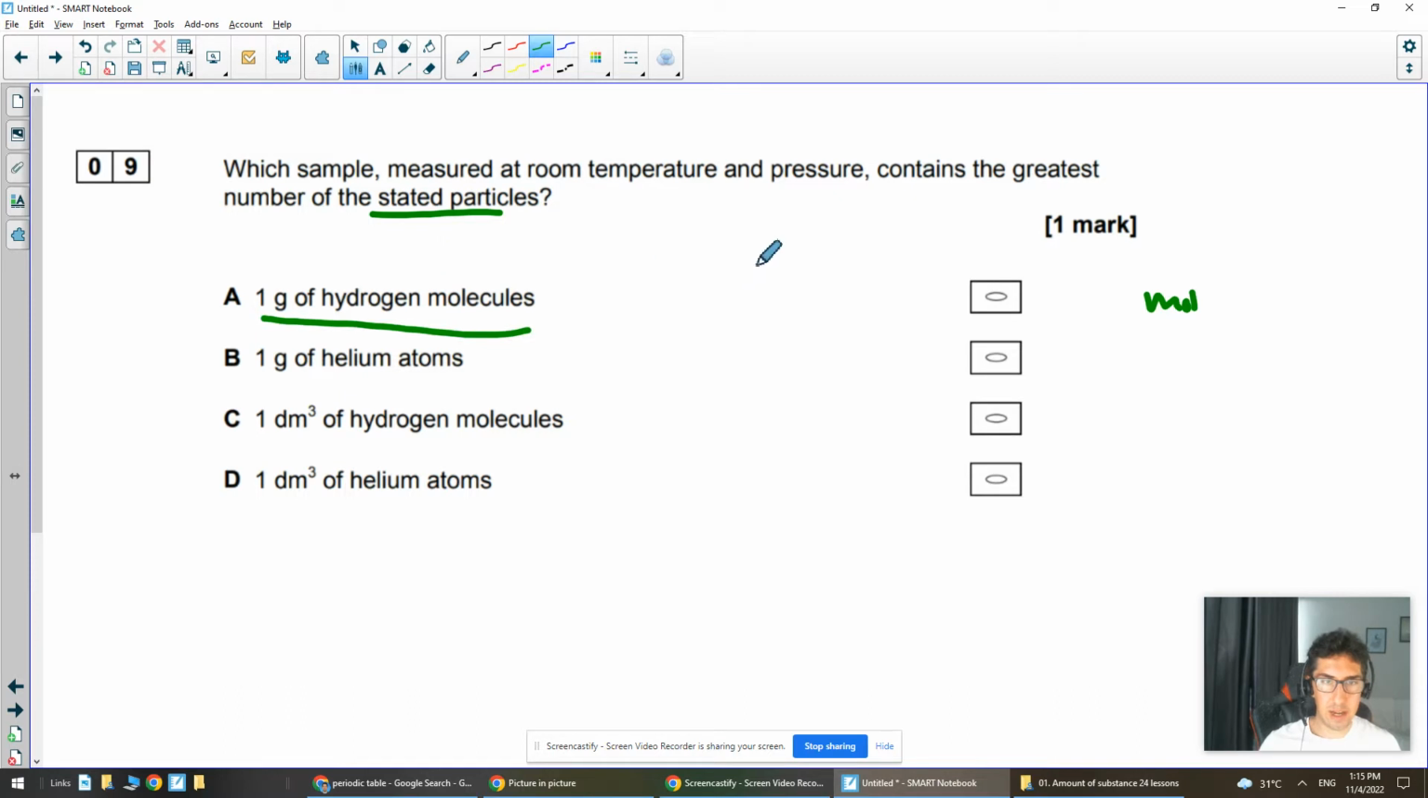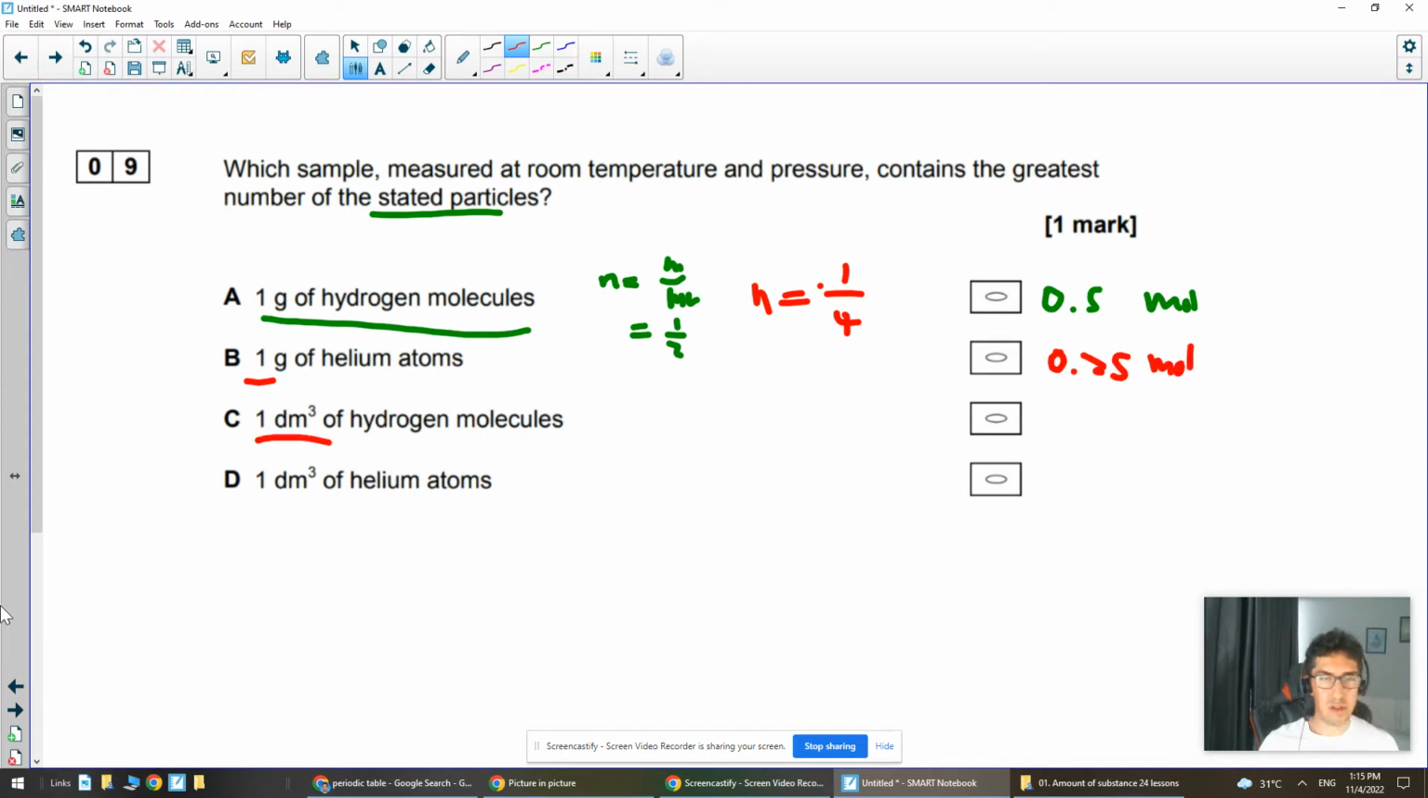So first one here, we've got mass. So to work out moles, that's mass over Mr. Mr is going to be 2, so it's going to be 1 over 2, or 0.5 moles. Okay, next up we've got this one here, helium, which is going to be again mass over Mr. This time we've got a mass of 1 over an Mr of 4. So moles equals 1 over 4, or 0.25 moles. So obviously the green one is higher.